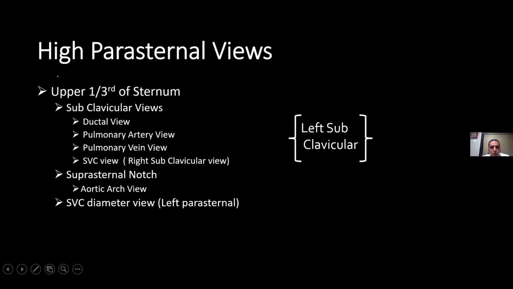Now we'll come down to the high parasternal views, that is the upper one third of the sternum.